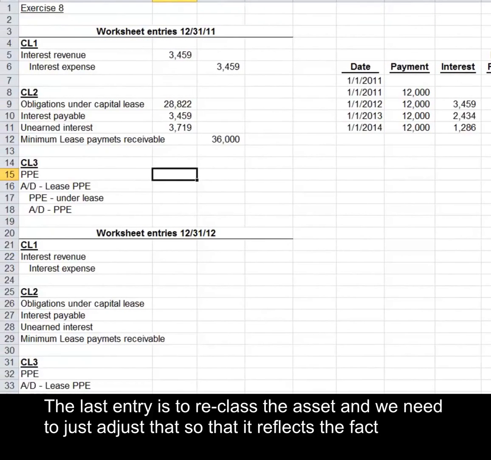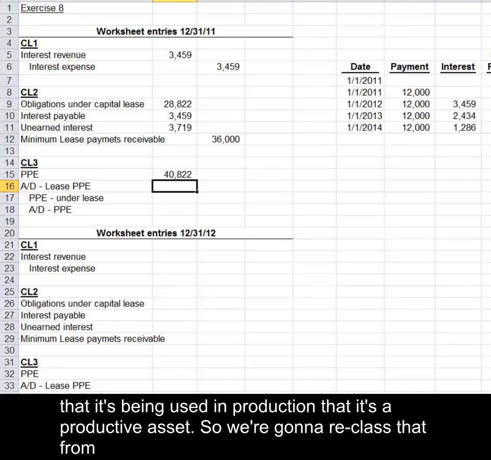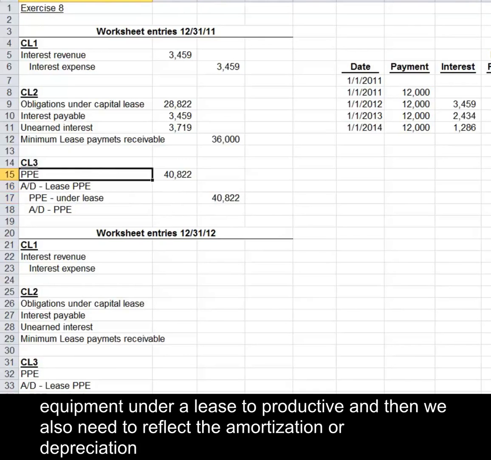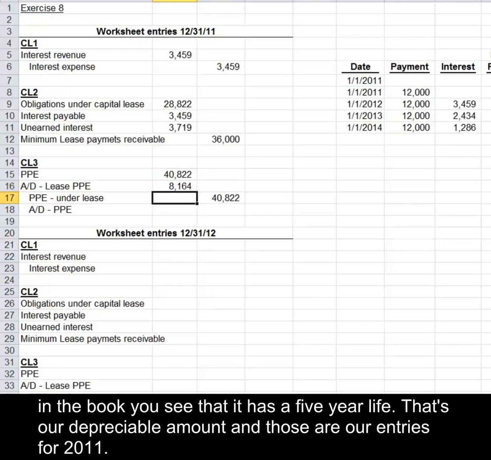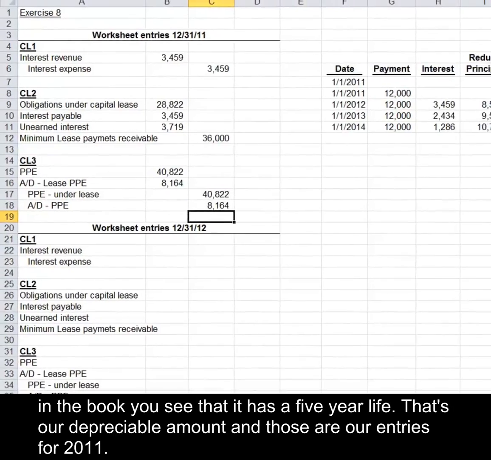The last entry is to reclass the asset, and we need to adjust that so that it reflects the fact that it's being used in production, that it's a productive asset. So we're going to reclass that from equipment under a lease to productive, and then we also need to reflect the amortization or depreciation of that leased asset. In this case, if we take our total asset value, in the book you see that it has a 5-year life. That's our depreciable amount. And those are our entries then for 2011.